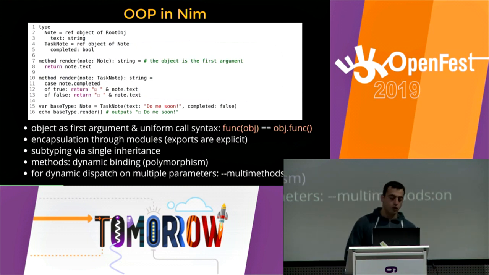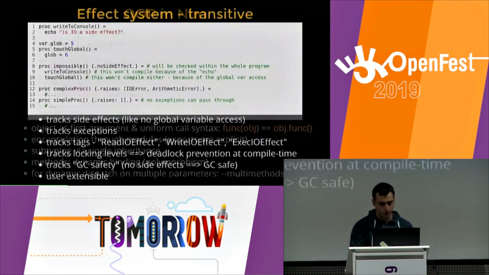In NIM, if you want to have dynamic binding, basically polymorphism, you gotta use the method keyword. And then if the argument is a polymorphic type, then it will call the right function.